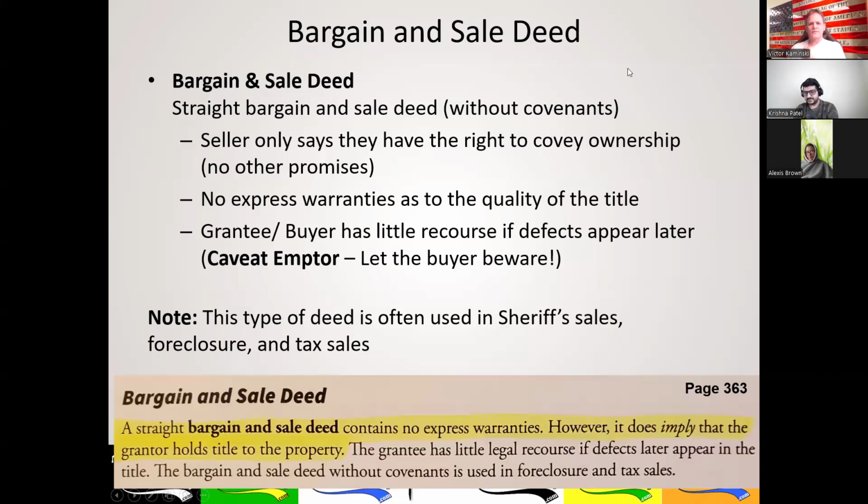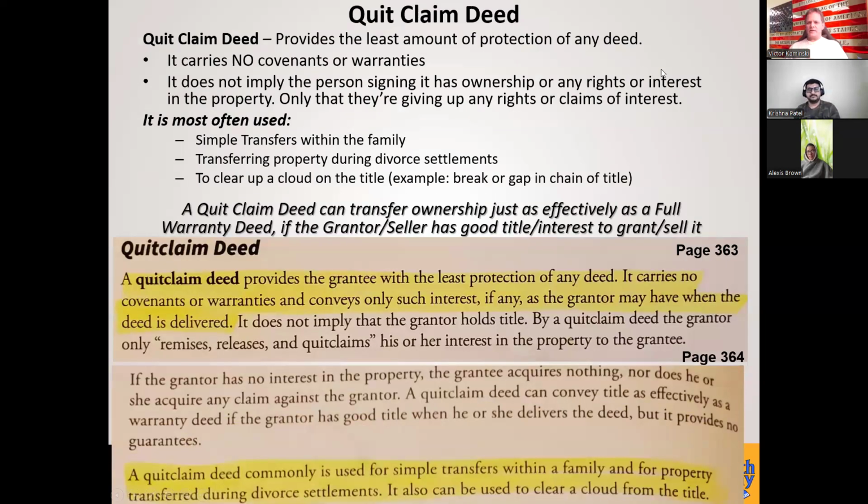Okay. And then we have the quitclaim deed. Provides the least amount of protection of any deed. It carries no covenants or warranties. It doesn't even imply that the person signing it has any ownership or rights or interest in the property. Only that they're going to quit or give up any claims of interest. Not saying that I have any. So it offers the least protection of any deed.